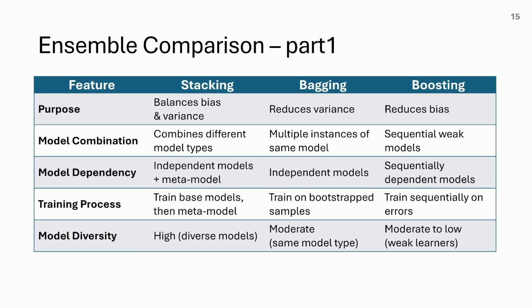What about the model dependency? Stacking uses independent base models, which are combined only in the meta-model stage. This independence allows stacking to handle diverse perspectives from different algorithms. Bagging models are also independent, as each one is trained on a separate subset of the data. The predictions are then aggregated, but the models themselves do not influence one another.